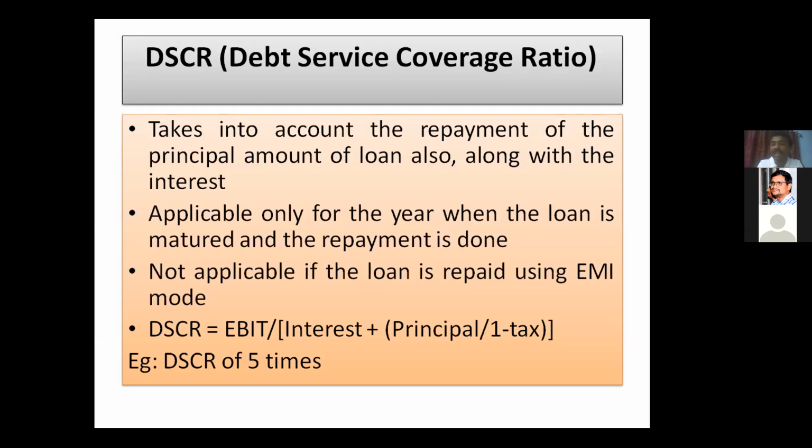For example, we have taken a loan from a bank for a period of 10 years. For the first 9 years we pay only interest. So for the first 9 years we have to calculate only the interest coverage ratio. When the 10th year comes, we pay interest and the principal amount also. Then we have to calculate DSCR along with the interest coverage ratio. So this has to be kept in mind.